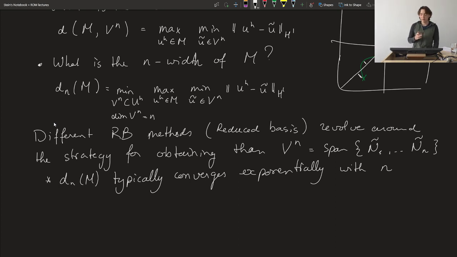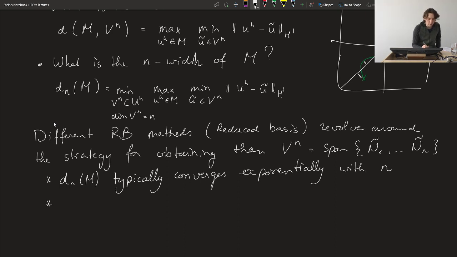What that means is that if I have 4 bases in my reduced basis space and I find that my error is too large, I'm making too big of an error, well then I just add one more and I have a much better approximation because it's converging exponentially. That also means, hopefully, that the last few are not so important and that it's really only the first that have a major impact.